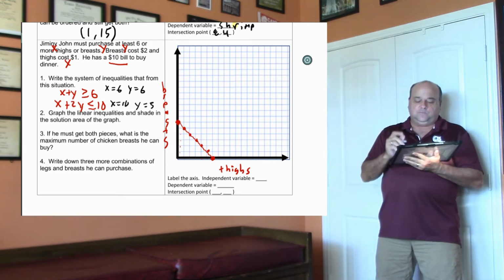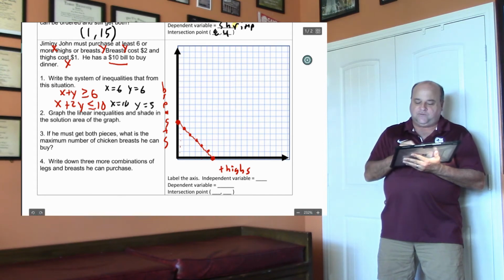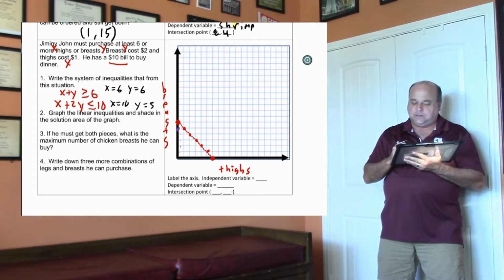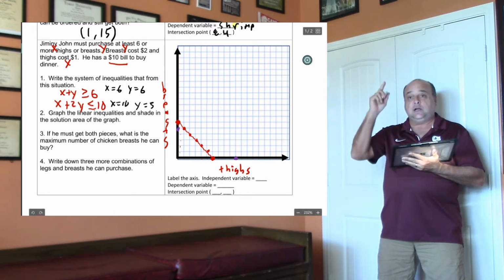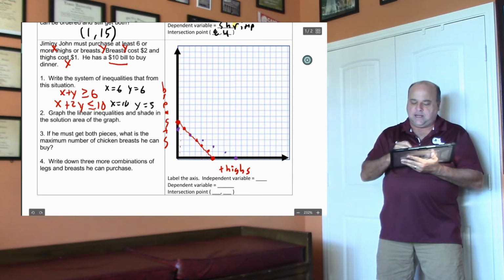Let's do the next one. So our y-intercept is 5, which is right down here. And the x-intercept is going to be 10. So 6, 7, 8, 9, 10. And then the line is going to go down 1, right 2. So down 1, right 2, and repeat. And I get this line, and it's also going to be solid.